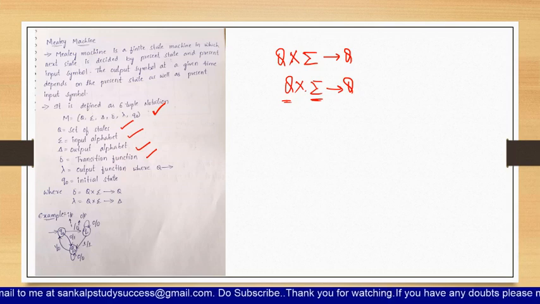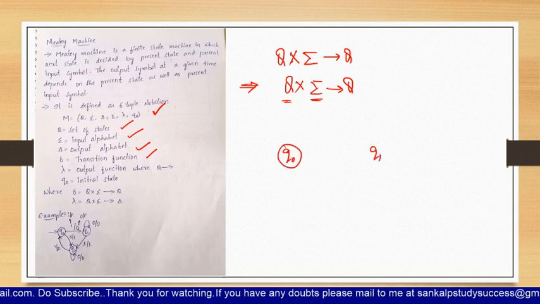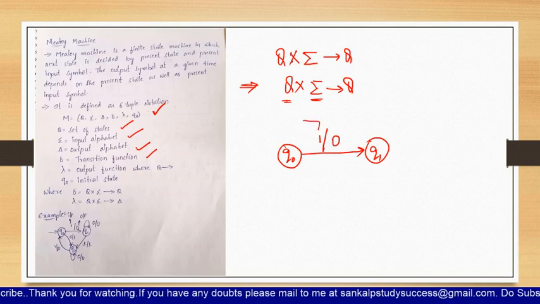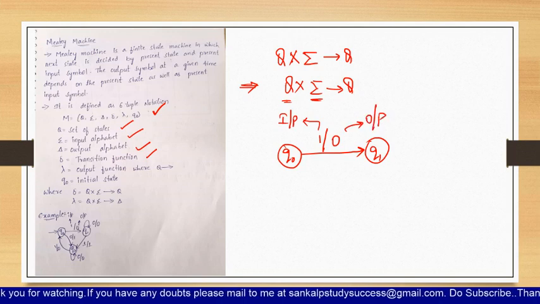Now let us see how we draw a Mealy machine. Here, as the output depends on the present state and present input symbol, for each and every input symbol, we are going to have an output. That means here Q0 is one state and Q1 is another state. There is a transition from Q0 to Q1 by applying 1, which is having an output 0. That means the left side 1 is the input and the right side 0 is the output. So like this, we are going to define input and output for the given transition function.